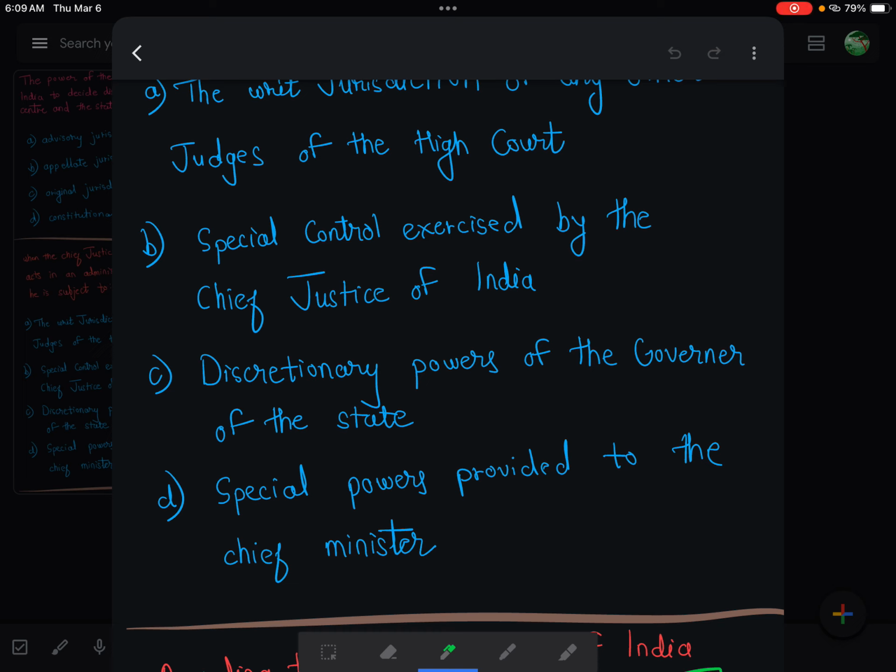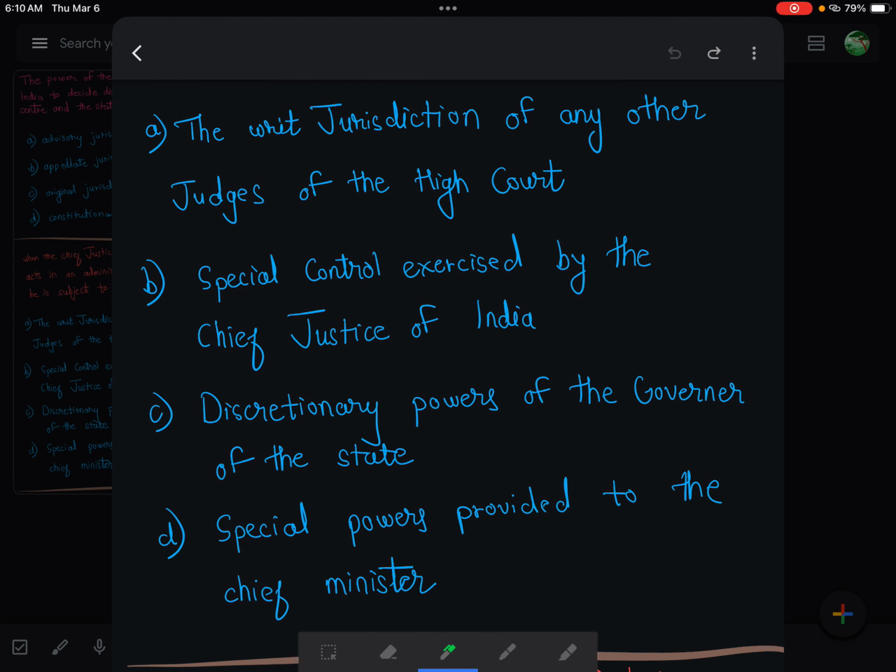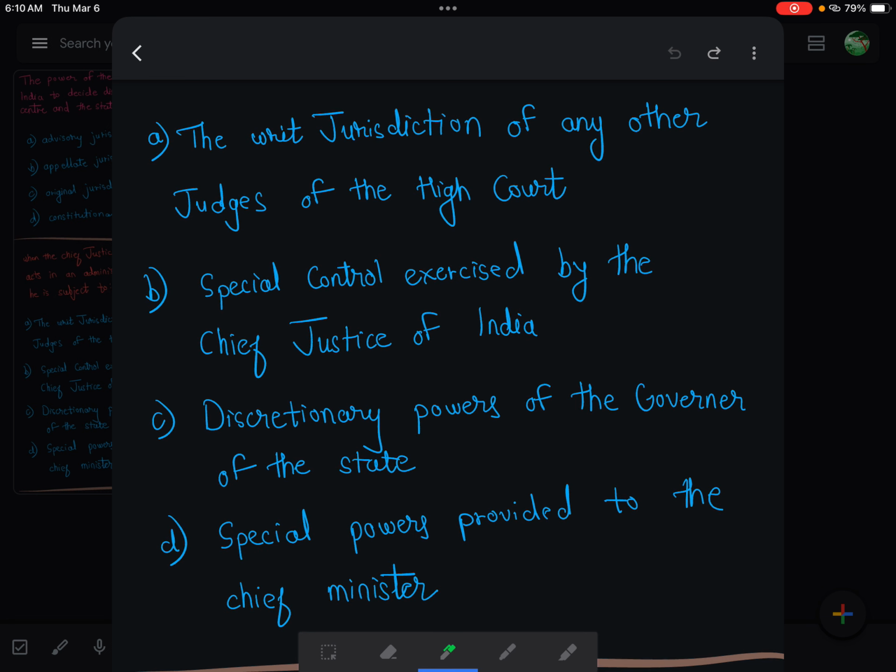Now, what does acts in administrative capacity mean? Judicial work means hearing and deciding cases, and administrative work means managing the court system, assigning cases to judges, and handling transfers of judges. When the Chief Justice of a High Court is acting in an administrative role, he is not above the law. That means other judges in the High Court can question his actions. Other judges in a High Court can question his actions if they go against constitutional rights.